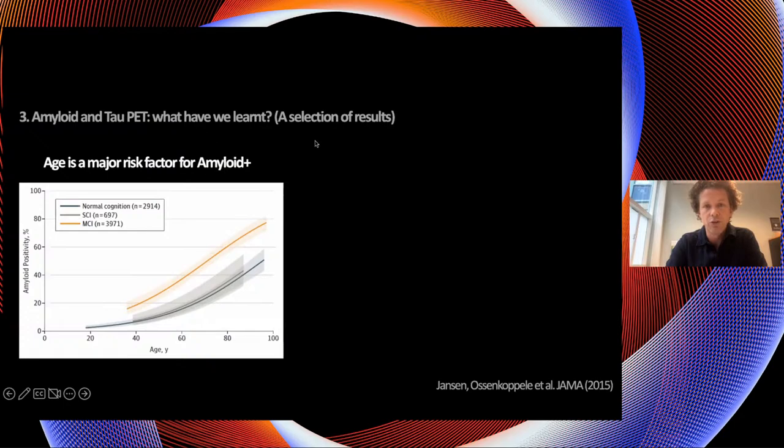So what have we learned over the past years? And I have to highlight this is really a selection of results because there's a lot of research going on. One of the things we were very interested in was what is actually the prevalence of amyloid positivity in people with normal cognition, here in blue, in gray people with SCI, so subjective cognitive impairment. So there are individuals that complain about their memory, but on objective testing, they don't show any impairments. And this is a group with mild cognitive impairment. So they have mild symptoms, mostly and mainly in the memory domain, but it's not severe enough to call it dementia. Here you can see the proportion of people in those groups that are amyloid positive, and it's plotted as a function of age. And what we can see for all those groups, that the older people get, the higher the prevalence of amyloid beta pathology. So age is a major risk factor for amyloid positivity on PET.